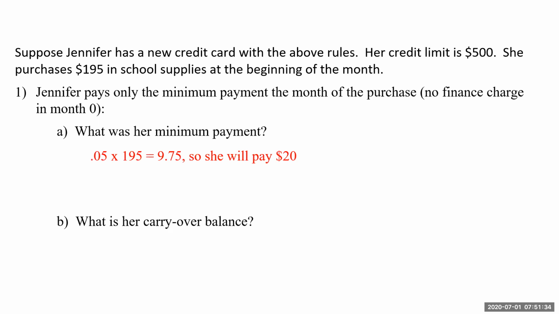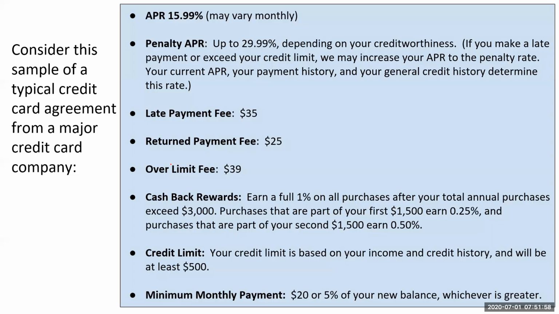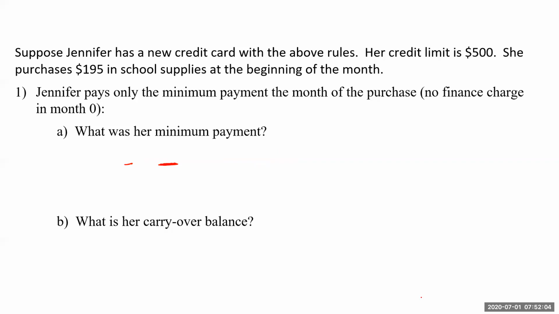So if you look at the agreement, that was 5%. The minimum payment is 5% or $20, whichever is greater. So we do 5% of her purchases. And she is supposed to pay this, the minimum, at the end of the month. So though she spent that, they give you a minimum, the minimum you can pay for the month. Because the agreement said $20 or 5%, whichever is greater. Now, 5% of the balance that Jennifer spent is $9.75. Because that is less than $20, Jennifer would have to pay $20 and not $9.75 because it's on the agreement.